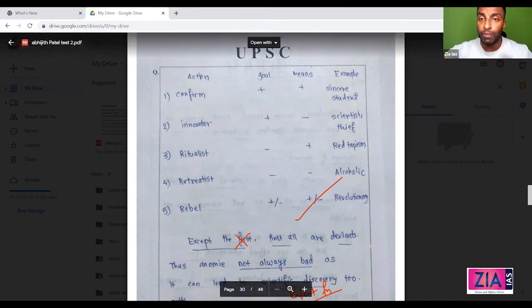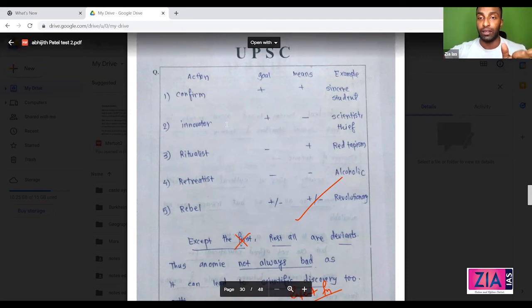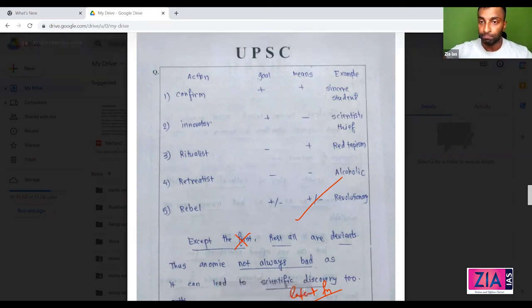A scientist intends to benefit society. So manifestly, he wants to do something good for society. But in terms of unintended consequences, he becomes a deviant. His act becomes anomie because he's not sticking to the means. So this is functional. A thief or a robber, this is dysfunctional. So say that this is functional and this is dysfunctional.